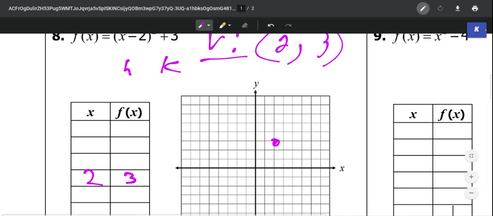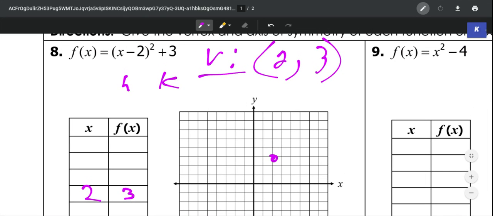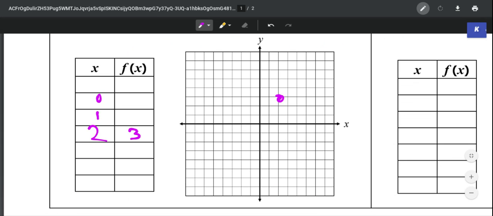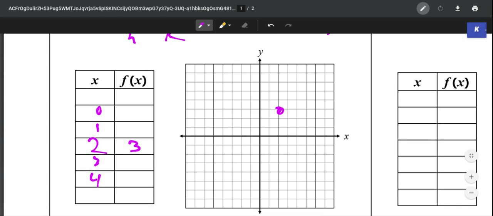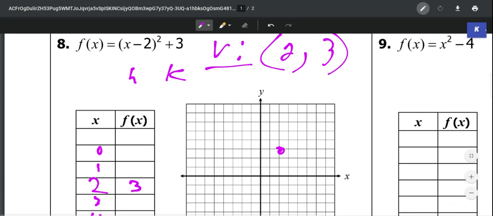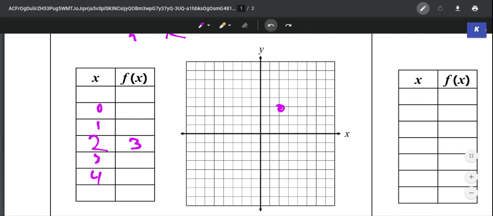Now we're going to plug in some x values to figure out what our y values are, and that'll give us all the points we need. So we're going to go with 1 and 0, because that's 2 below 2. Then we'll go 2 above 2, so that's going to be 3 and 4. Once you plug those in, you'll get these values. I'm going to let you plug those in because they're not really hard. You're literally just taking these x values, plugging them in and seeing what you get. When you plug 0 in, you end up getting 7. When you plug 1 in, you get 4. When you plug in 3, you get 4. When you plug in 4, you get 7.